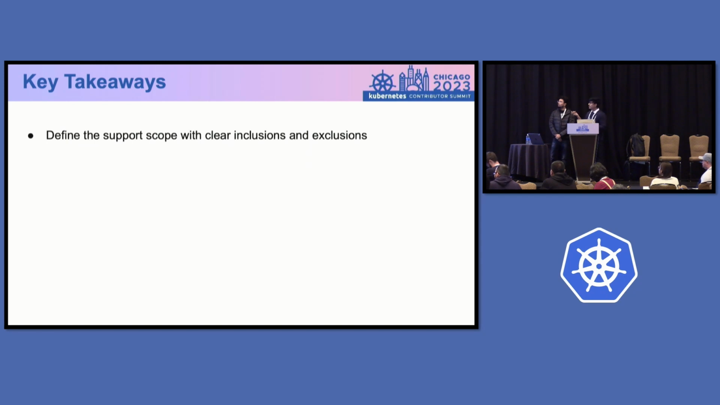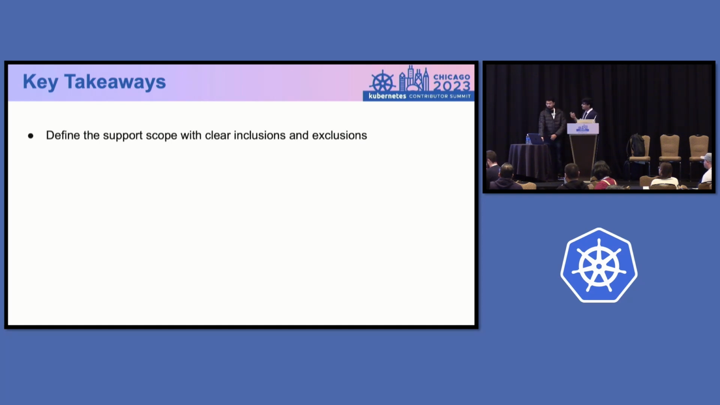So what do we do next? We can look at the key takeaways and the things that we have learned while tackling LTS, and I think the working group LTS will also benefit from those. Starting with defining the support scope with clear inclusions and exclusions, what to include and what not to include: CVEs and bugs, specifically bugs that hamper the core functionality of any feature. Those are the primary things that we need to backport and fix in any LTS version.